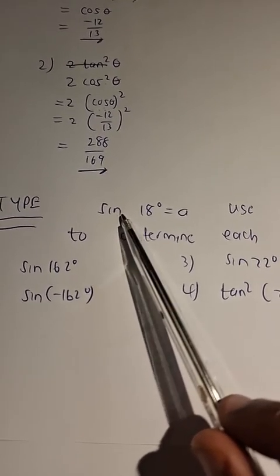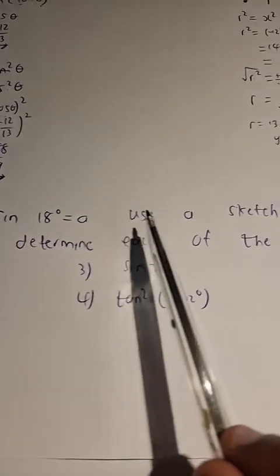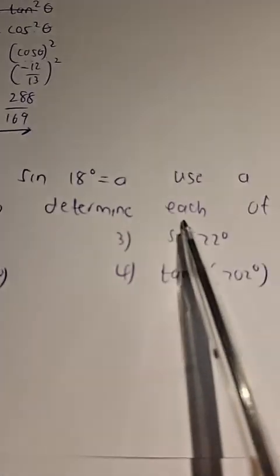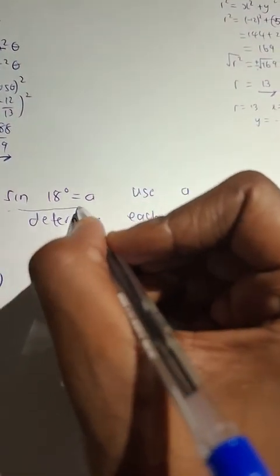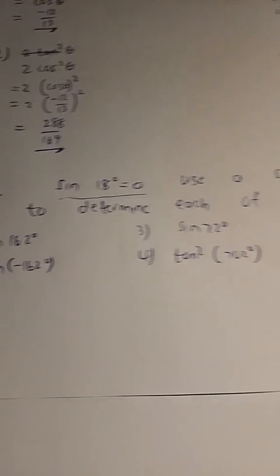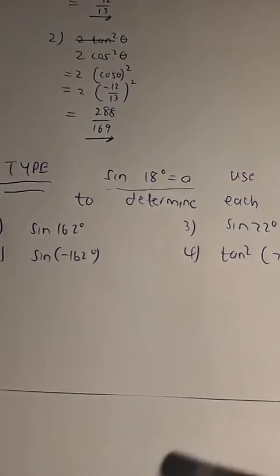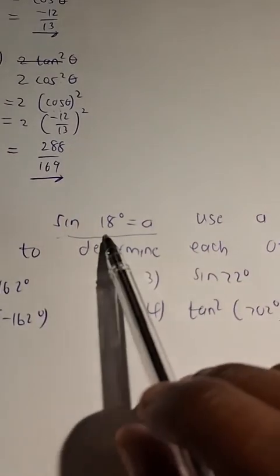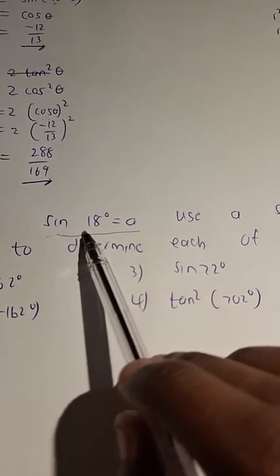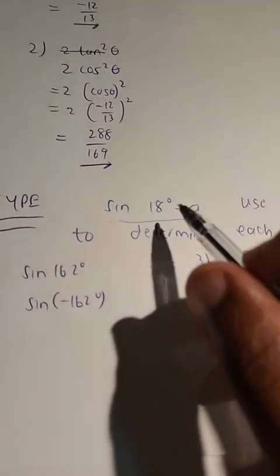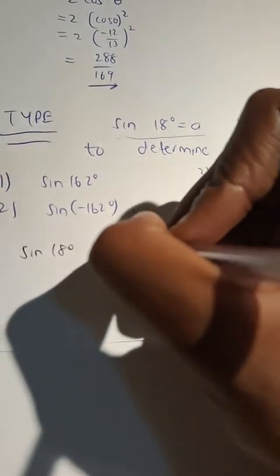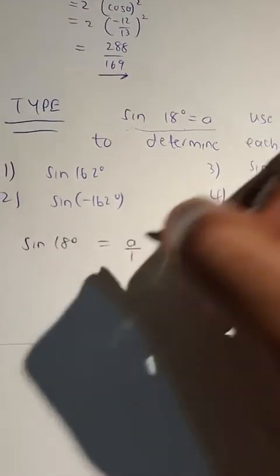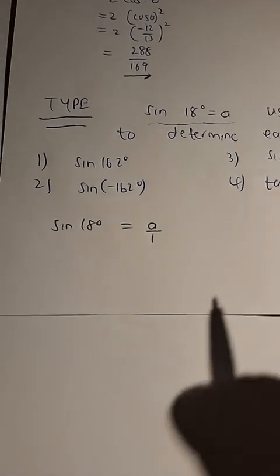Sine of 18 degrees is equal to a. Use a sketch to determine each of the following. Sine of 162 degrees. So first and foremost, we look at this: sine 18 degrees is equal to a. Step number 1, we take sine of 18 degrees, we say it is equal to a, and we say a over 1. Very important, we say a over 1.